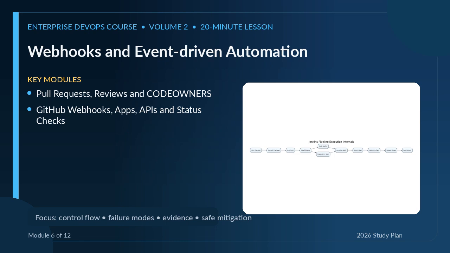The module on GitHub webhooks, apps, APIs, and status checks establishes the following ideas. Figure 4. Sign GitHub webhook delivery. Webhooks are untrusted inbound network requests until their signature, event type, delivery identifier, and freshness are validated. The receiver must use the raw request body for HMAC comparison and a constant time comparison function.